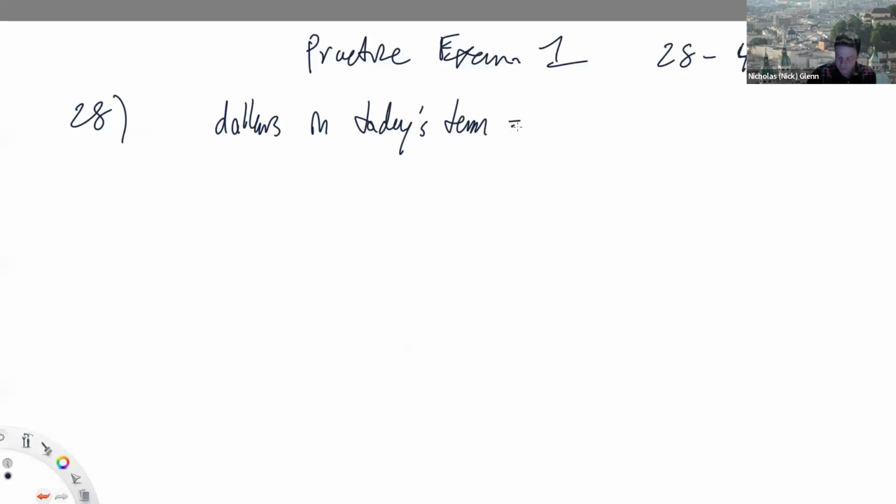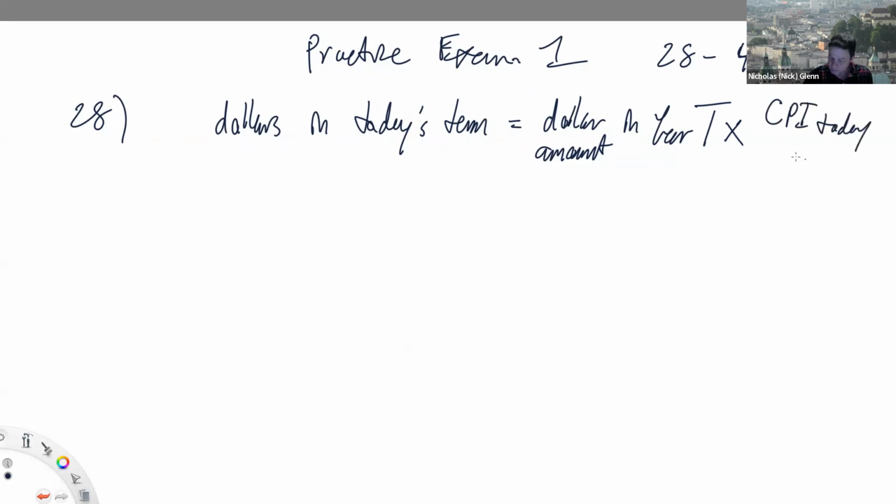All right. Well, what is that? That's the dollar amount in year T times the CPI for today divided by the CPI in year T.